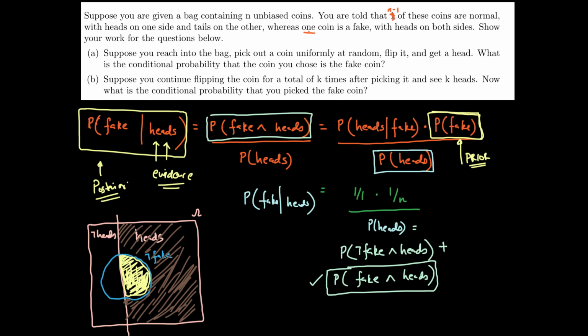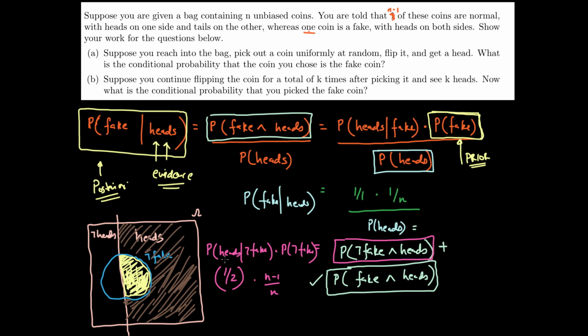Now the probability of not fake and heads, this entire piece in pink, this box in pink, is equal to the probability of heads given not fake times the probability of not fake. What is the probability of heads happening given that the coin is not fake? Well, that is exactly half. What is the probability of the coin being not fake? The coin being not fake is n minus 1 over n.